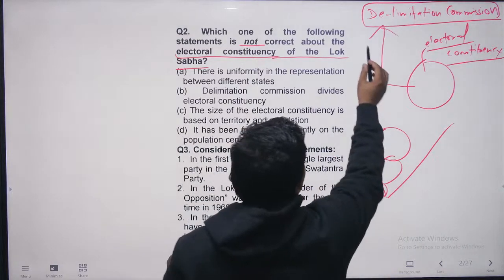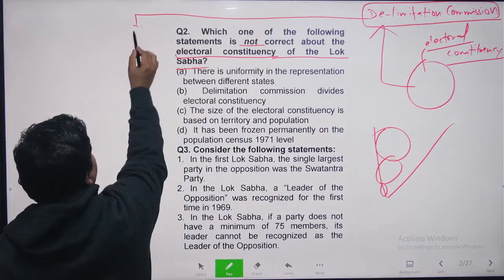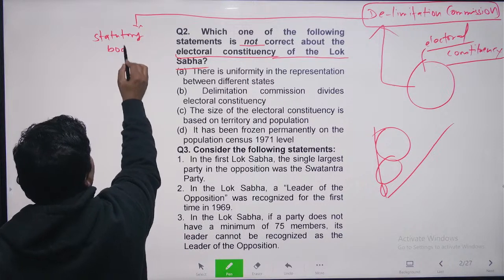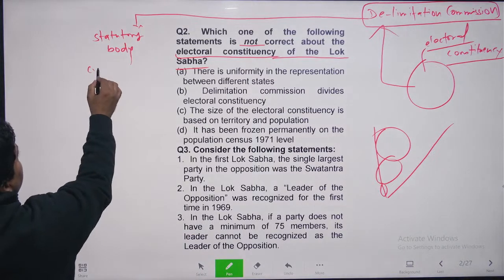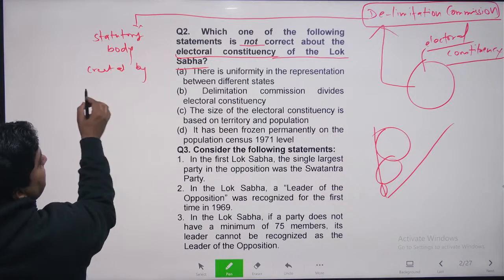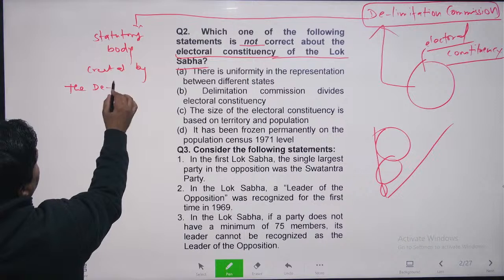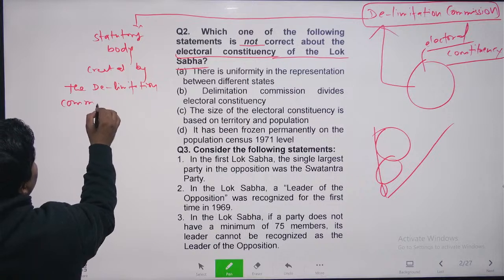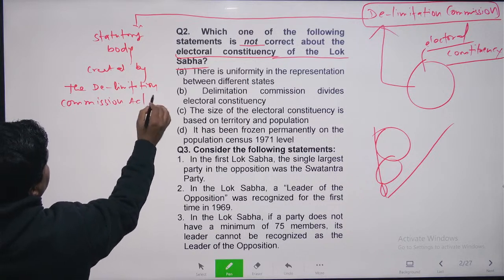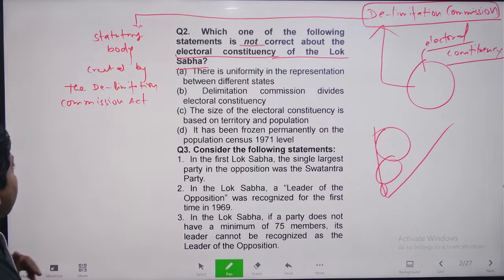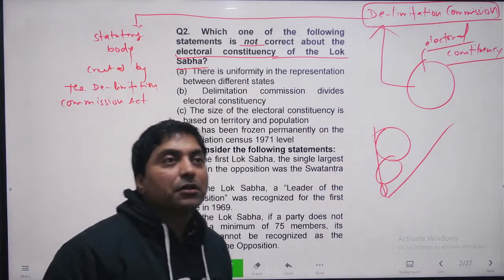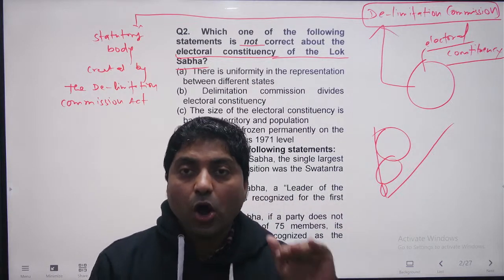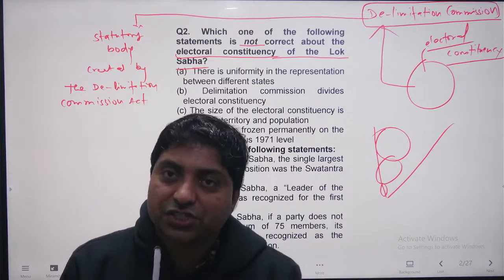Now what is the Delimitation Commission? It is a statutory body created by the Delimitation Commission Act, right? Now if you look at, according to the Constitution, the Delimitation Commission Act or any law of the parliament shall draw and redraw boundaries after each census.